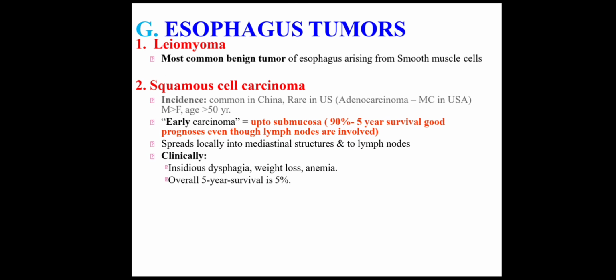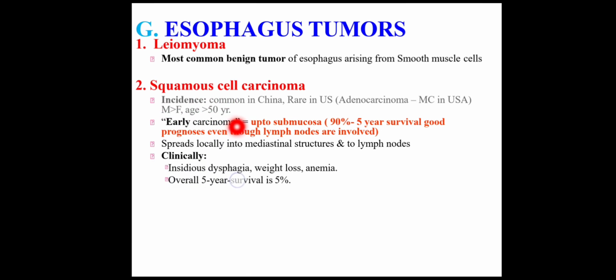Coming to the esophageal tumors, leiomyoma is the most common benign tumor of the esophagus, arising from smooth muscle cells. Squamous cell carcinoma is the most common malignant one, usually common in China and rare in the US. Here it is more common in males, more than 50 years of age.